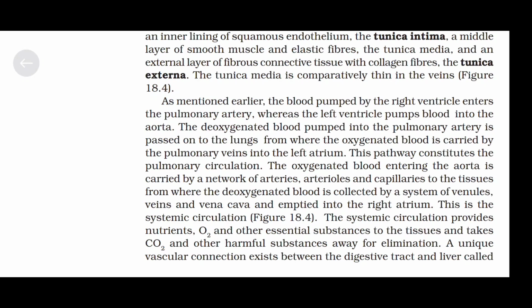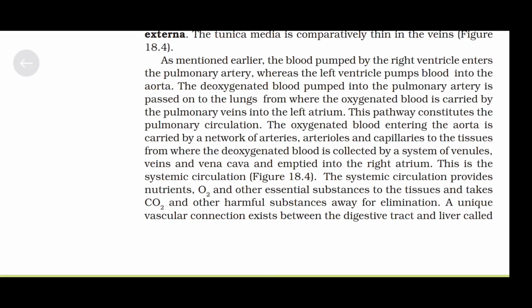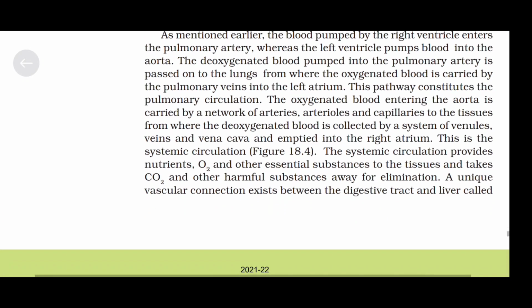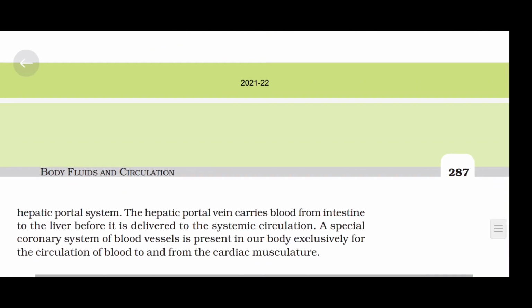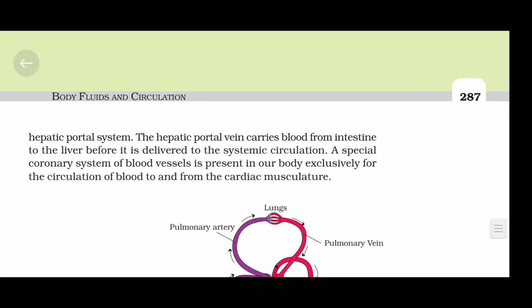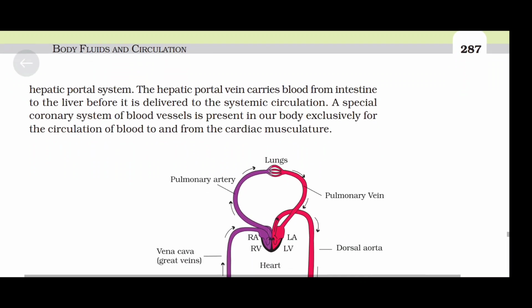The systemic circulation provides nutrients, oxygen, and other essential substances to the tissues and takes carbon dioxide and other harmful substances away for elimination. A unique vascular connection exists between the digestive tract and the liver called hepatic portal system. The hepatic portal veins carry blood from intestine to the liver before it is delivered to the systemic circulation. A special coronary system of blood vessels is present in our body exclusively for the circulation of blood to and from the cardiac musculature.